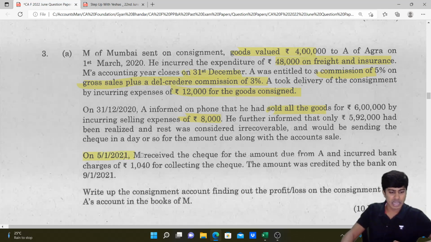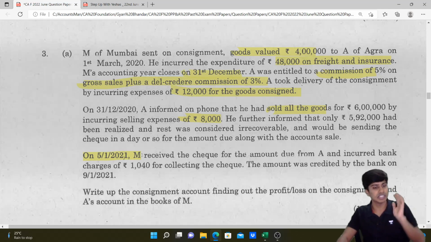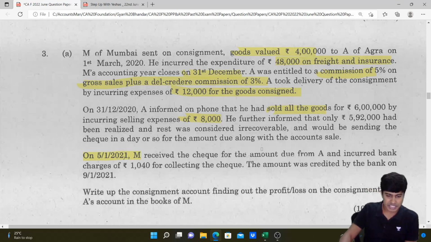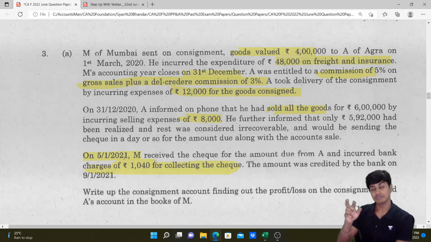On 5th of January, which is after the end of the accounting period, in the subsequent year, M received the cheque for the amount due from A, and incurred bank charges of 1,040 for collecting the cheque. This 1,040 expense is incurred in January, that is next year. We are accounting for 2020. However, in 2020, when we prepare the consignment account for Mr. M, we can make a provision for this collection charge of 1,040.